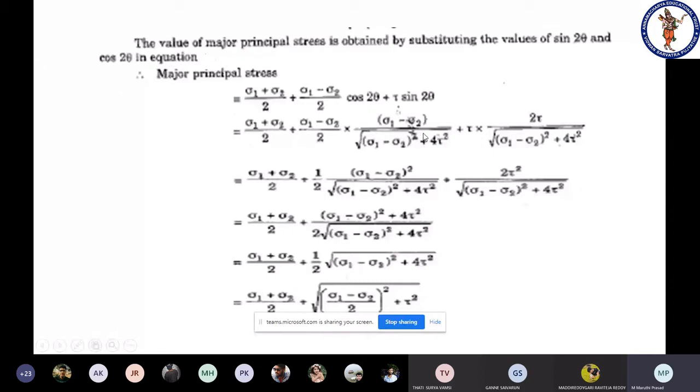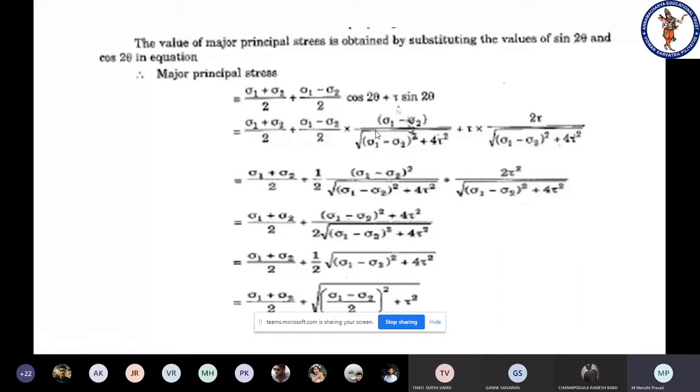Cos 2 theta is sigma 1 minus sigma 2 by root of sigma 1 minus sigma 2 whole square plus 4 tau square, plus tau into sin 2 theta, which is 2 tau by root of sigma 1 minus sigma 2 whole square plus 4 tau square. So we are substituting the values of cos 2 theta and sin 2 theta in the equation of major principal stress. When we have substituted those values and simplify it, you can get the final expression.